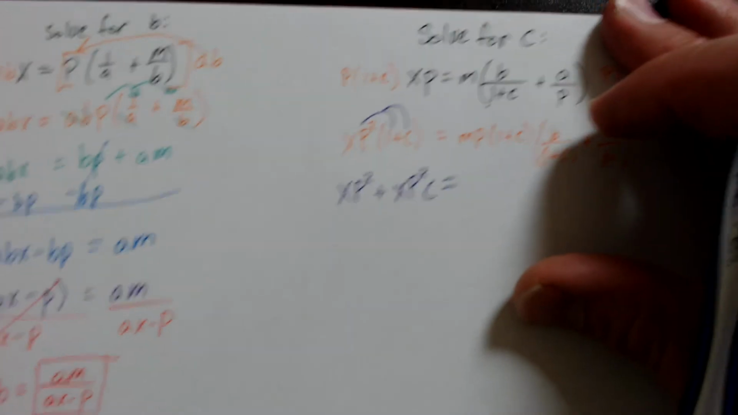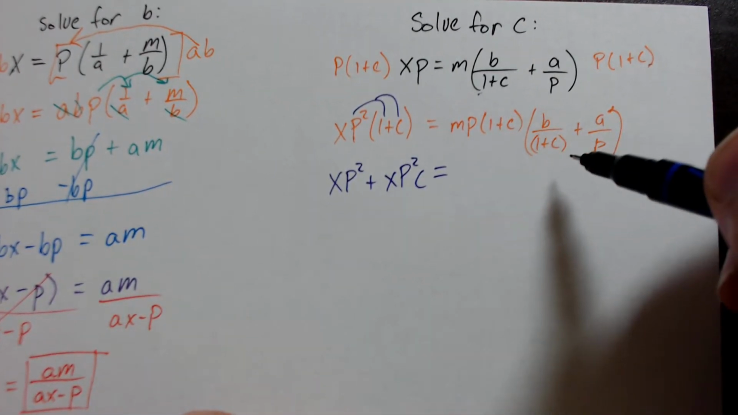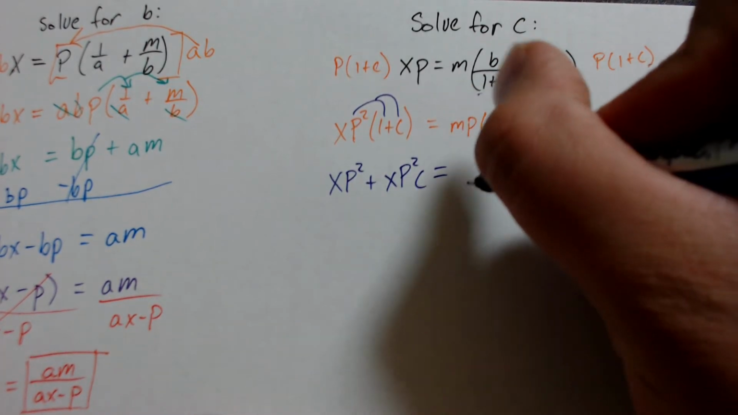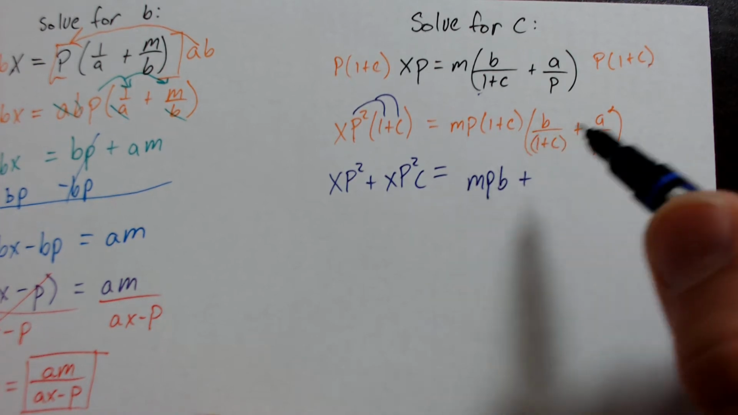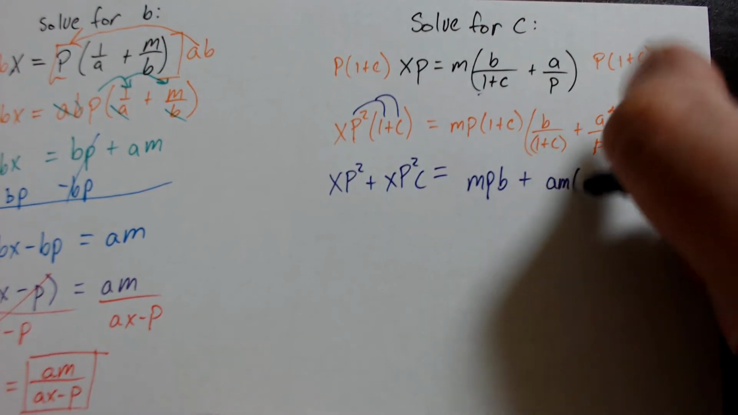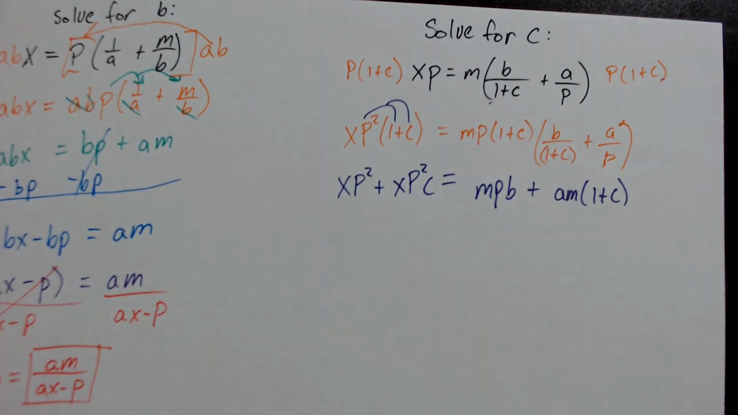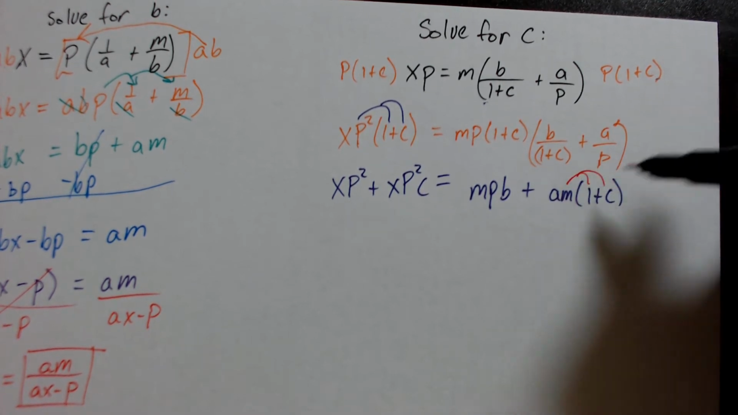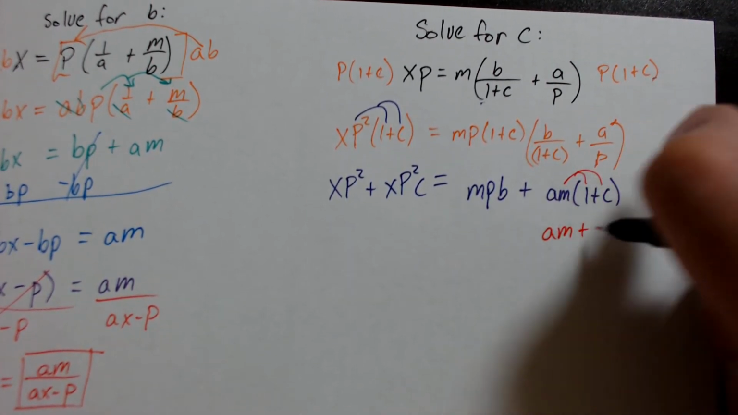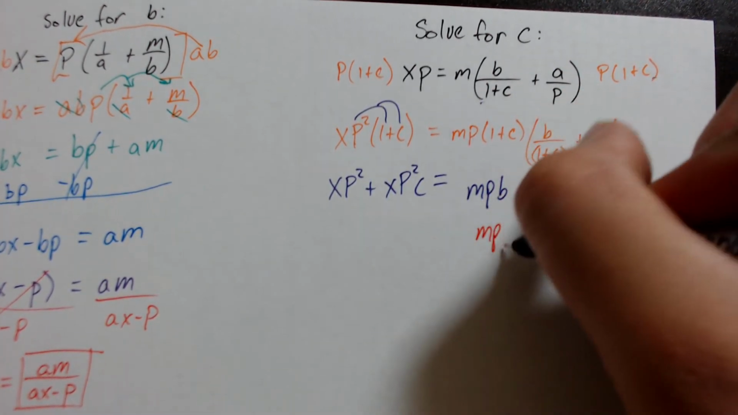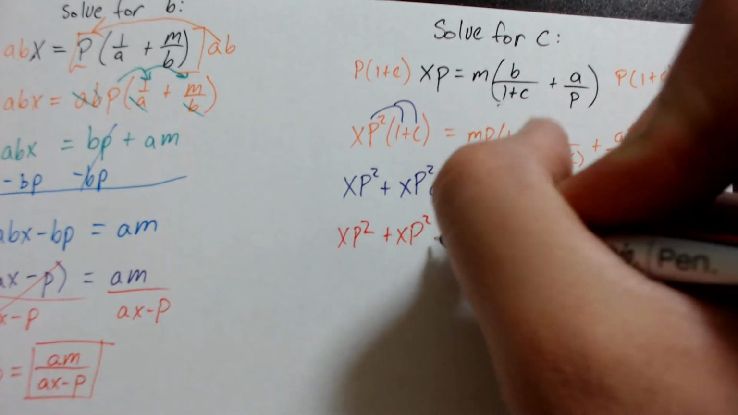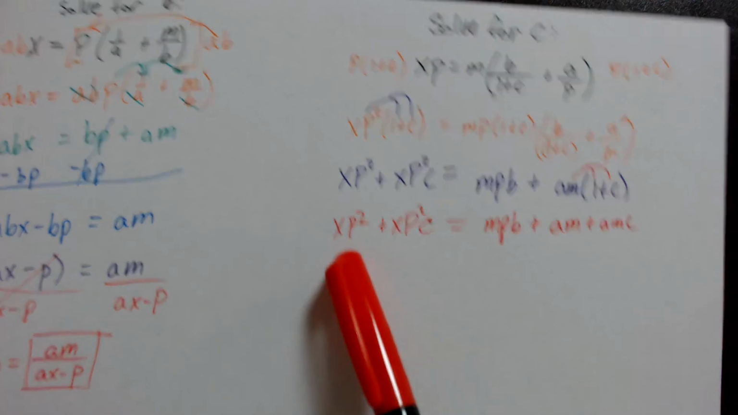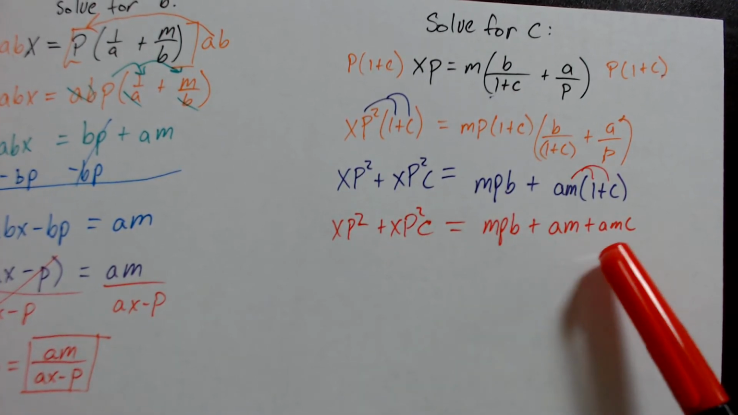Now, on this side, what's going to happen is for this first term, the 1 plus c's are going to cancel. So then all I'll have left is mpb. So then I'm going to get mpb plus. Now over here, the p is going to cancel, so I'll have am times parentheses 1 plus c. I'll go ahead and do one more bit of distributive property here, and that is going to become am plus amc. So now what I've got is xp squared plus xp squared c equals mpb plus am plus amc.